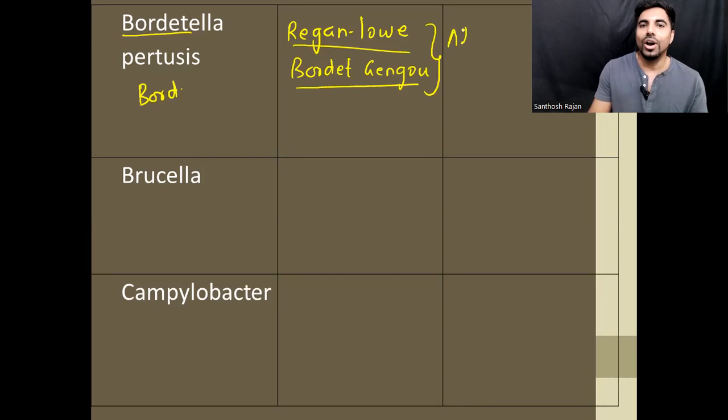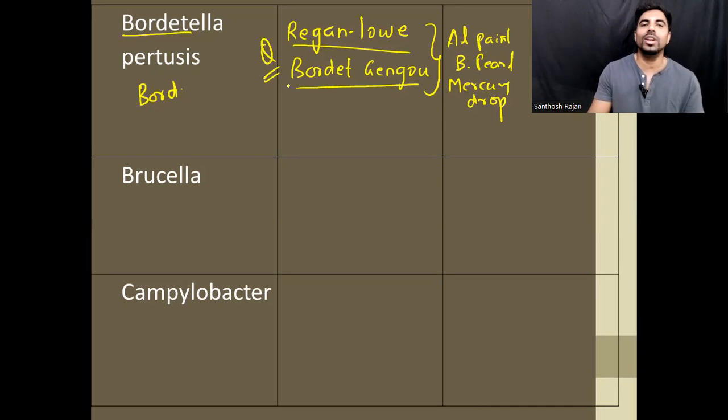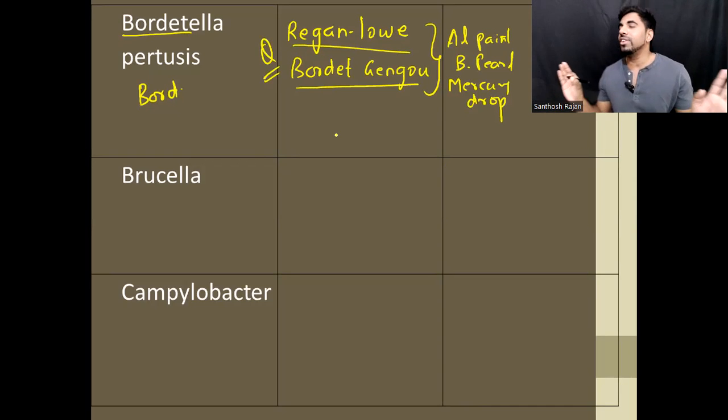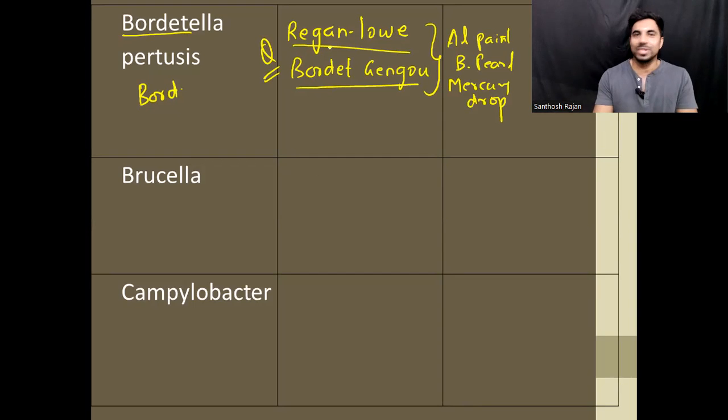But what is the polymer? That is important. Aluminium paint, just now we talked. Aluminium paint or bisected pearl or mercury drop. Okay, got it. These are the things you should remember and very important. Regan Loi is the Regan. Whenever you hear Regan, you can think of hostel wardens, the teachers who take care of the hostel and everything. Okay, Mr. Regan, and Bordet Gengua. That's it.